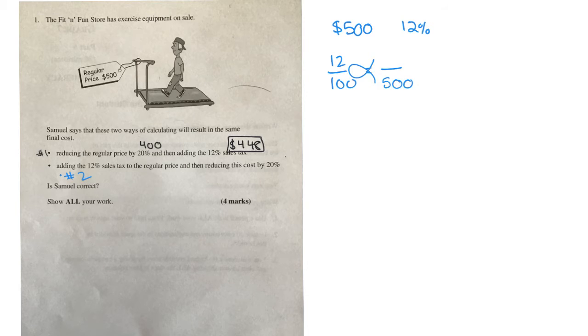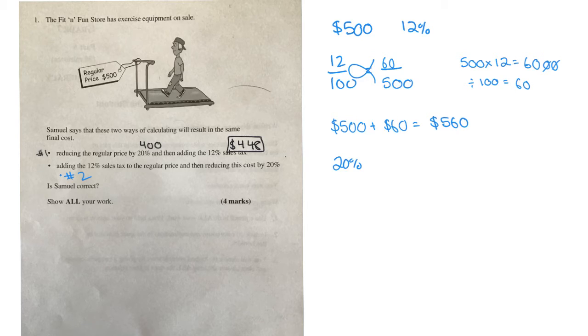So to multiply, I need to do 500 times 12, and 5 times 12 is 60. And then we need 2 more zeros. And now I need to divide this by 100. So that gives me 60. So I am adding this on first. So 500 plus 60 equals $560.